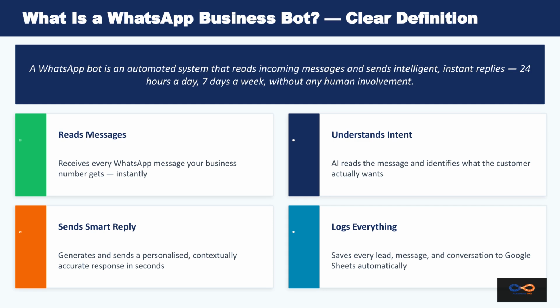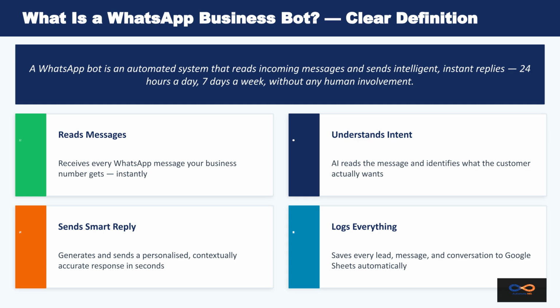A WhatsApp bot does 4 things simultaneously. It reads every incoming message the moment it arrives. AI analyzes the message to understand what the customer wants. It sends an intelligent, contextually accurate reply in seconds. And it saves every conversation to your records automatically. Your business stays open and responsive while you sleep, eat, or focus on other work.